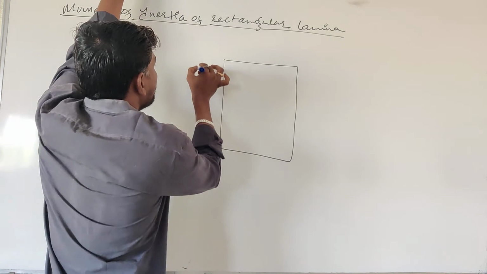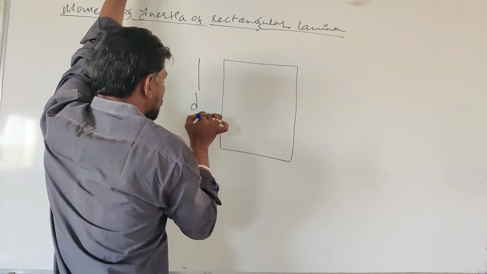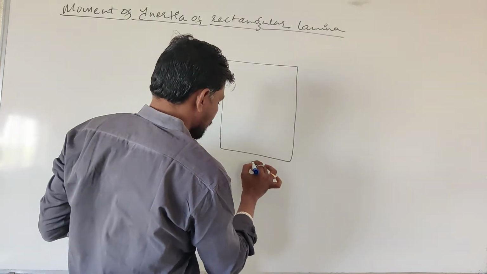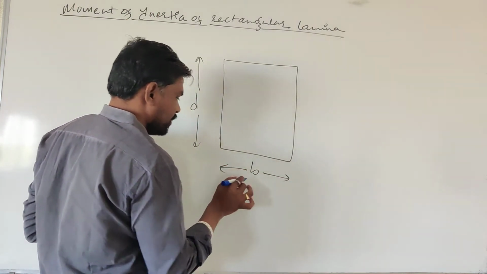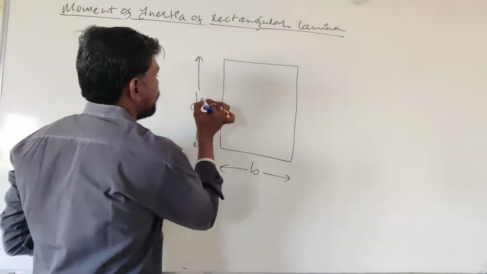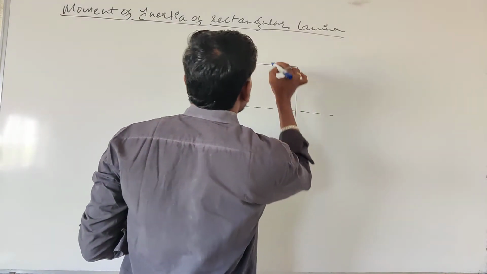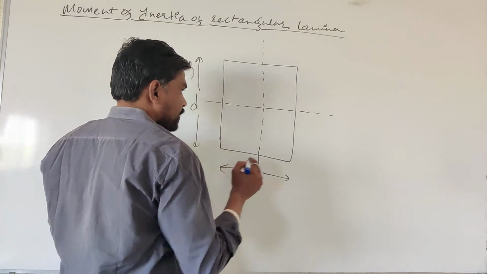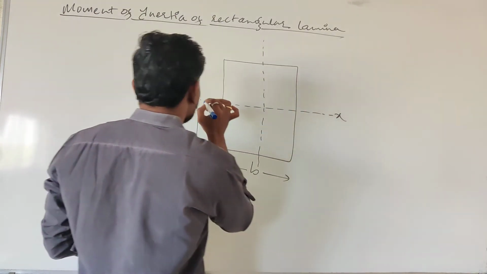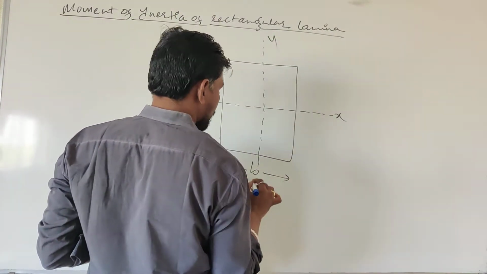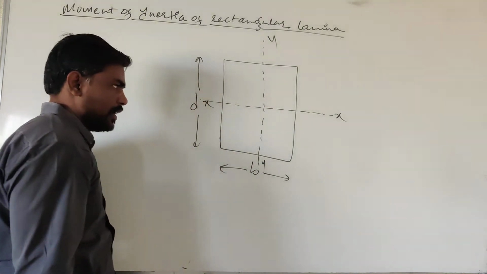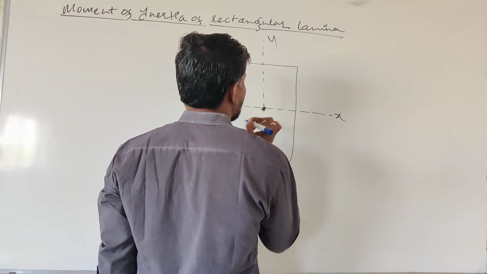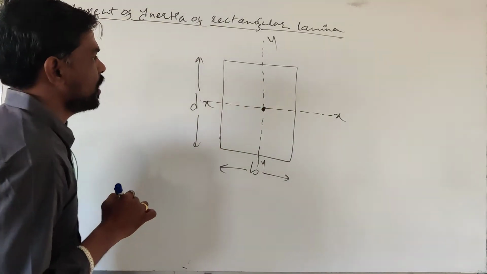Here the length is D, the breadth is B. Then I am going to take axes. This is x, this is y. This is the center of mass.